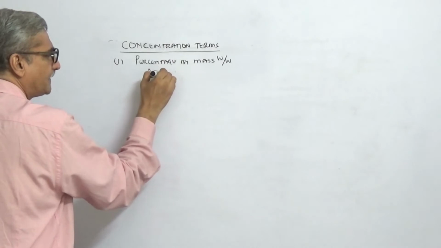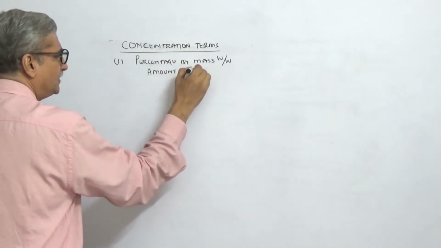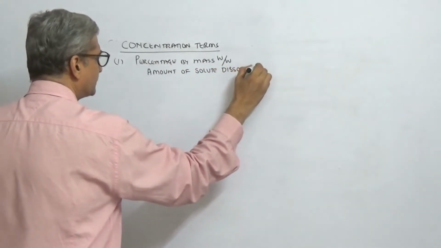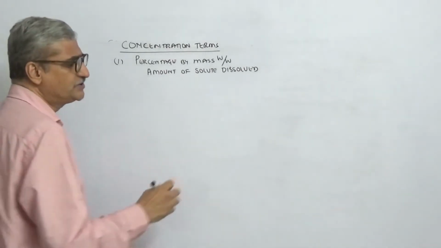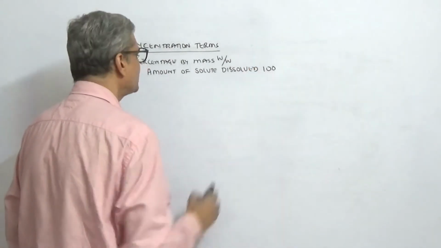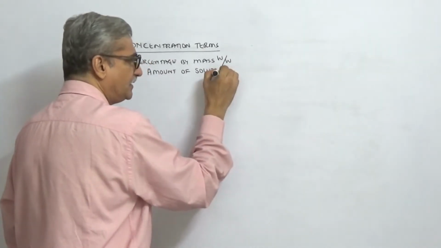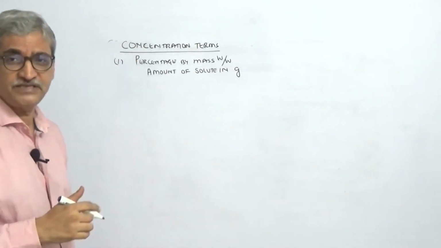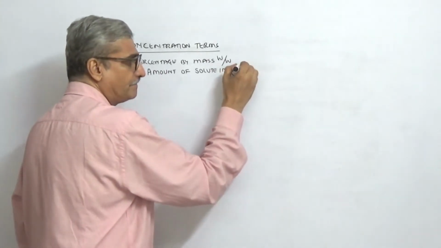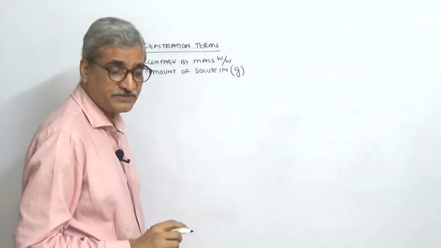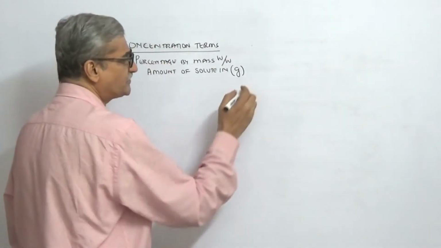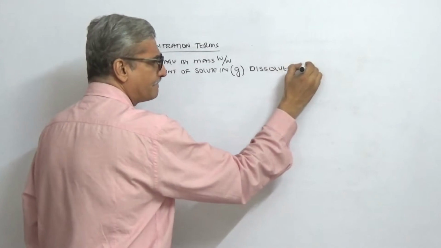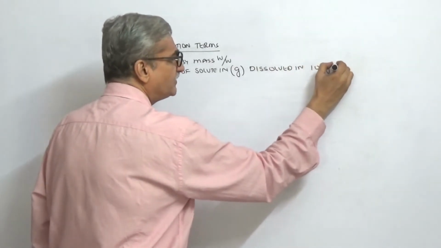Amount of solute dissolved in, understand this, 1% means amount of solute in grams. Let us be very clear. Amount of solute in grams. See, gram is not written as GM or GMS. Gram is always written as g. This is another mistake which people make. So, amount of solute in grams dissolved in 100 grams of solution.